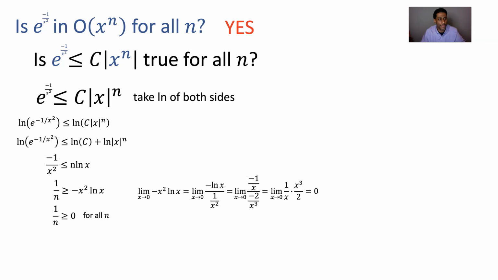And so that's it. We went through many different ways to view big O as x goes to 0. In the next video, we'll go through many different ways to view big O as x goes to infinity.